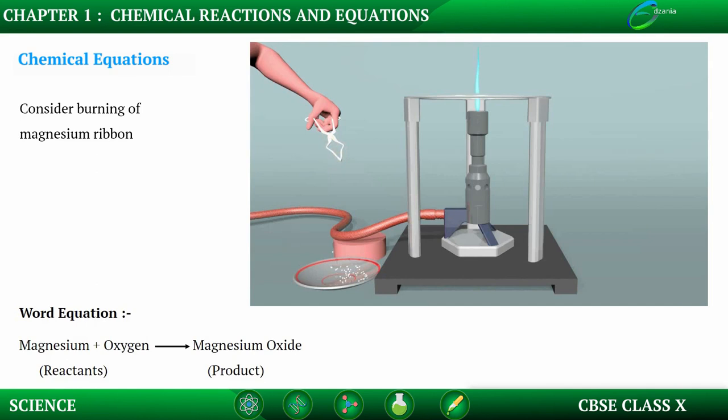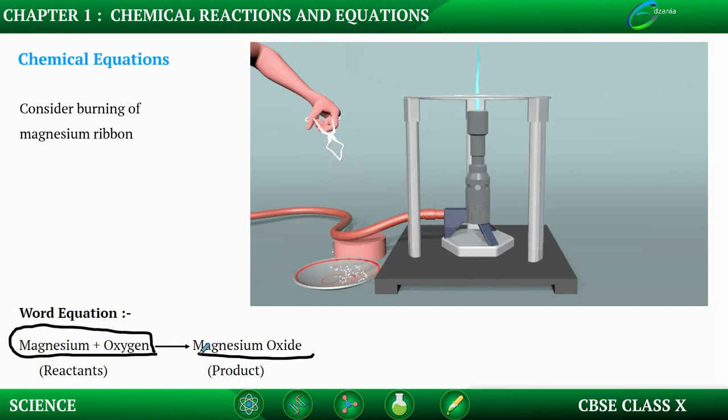Writing a reaction is a long process, so we represent it by a word equation. That is, magnesium plus oxygen gives rise to magnesium oxide. The substances that undergo chemical change in the reaction are called reactants. That is, magnesium plus oxygen are reactants. The new substance that is formed during the reaction is called the product, that is, magnesium oxide.